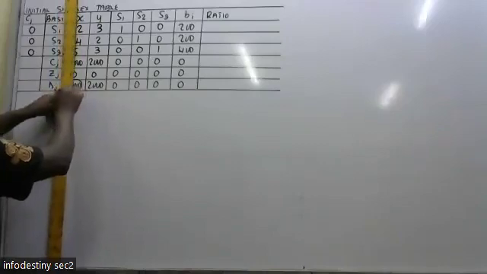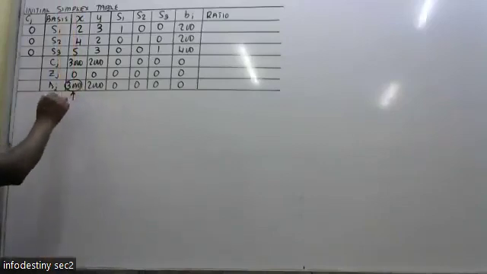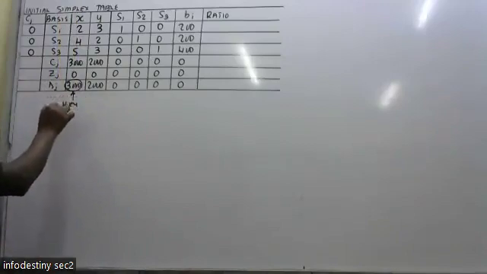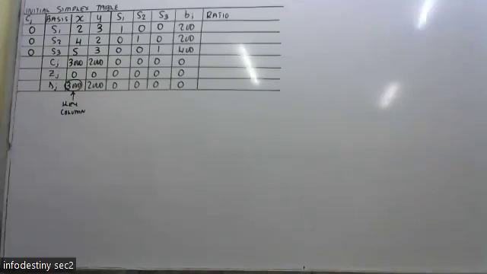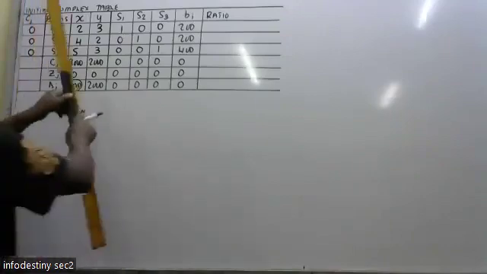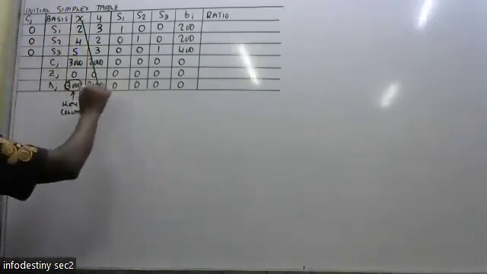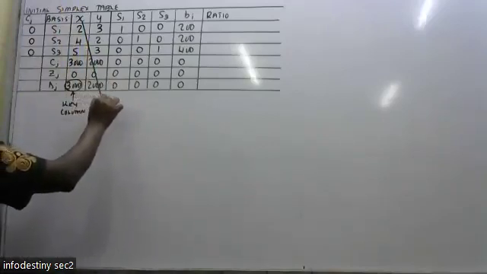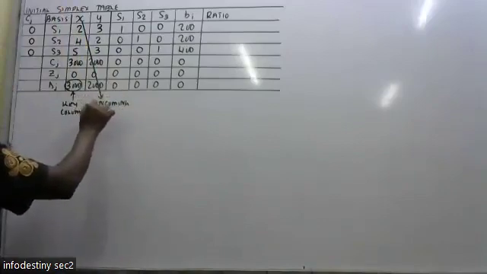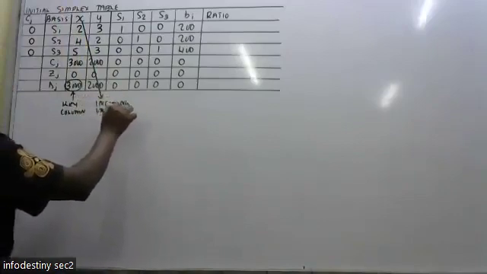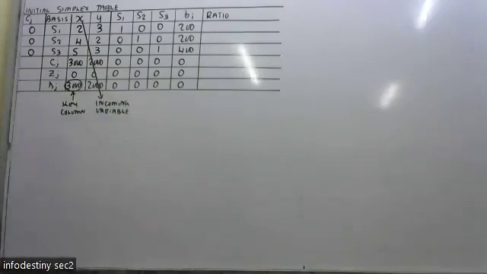Let me do it again. We said this column is called the key column, where you have found the highest value. Then the title of this key column is called the incoming variable. It is called the incoming variable.